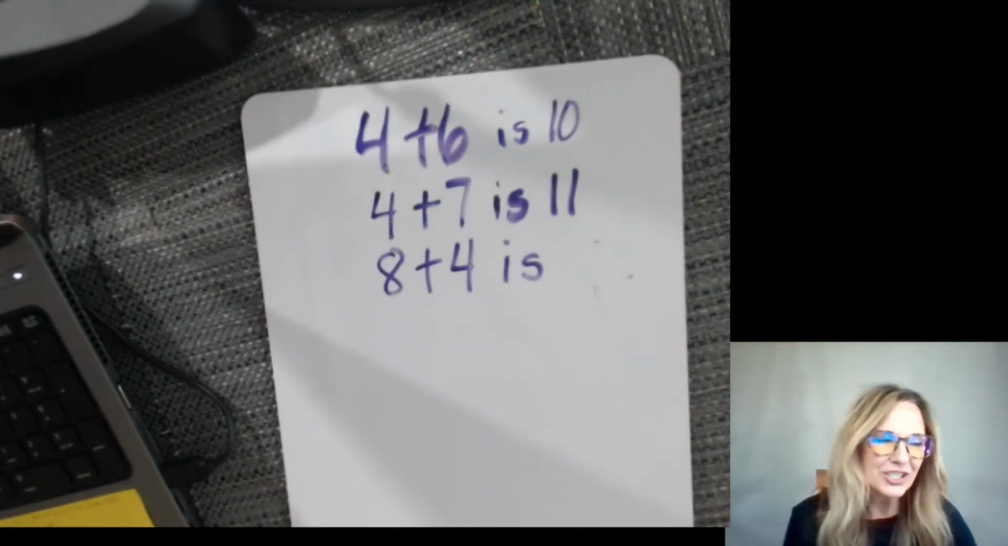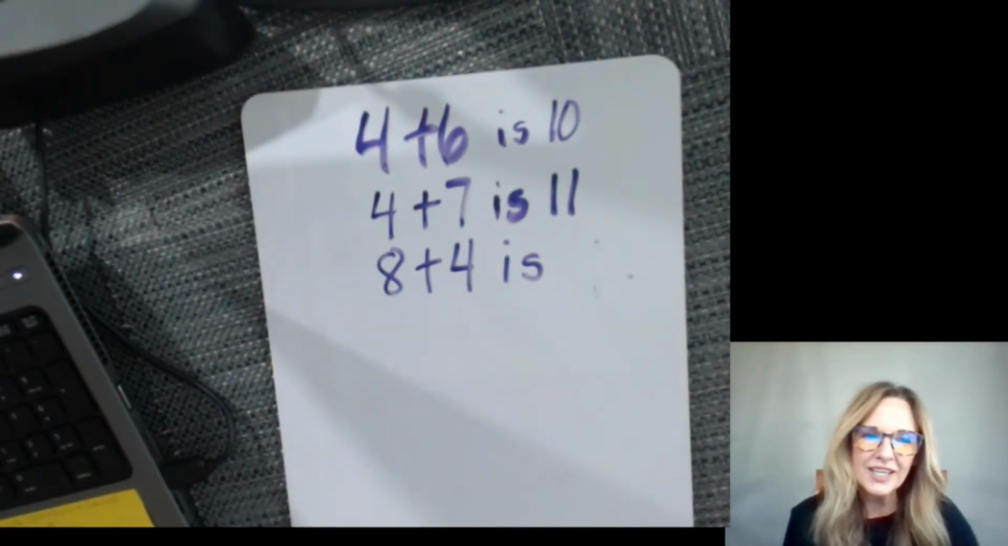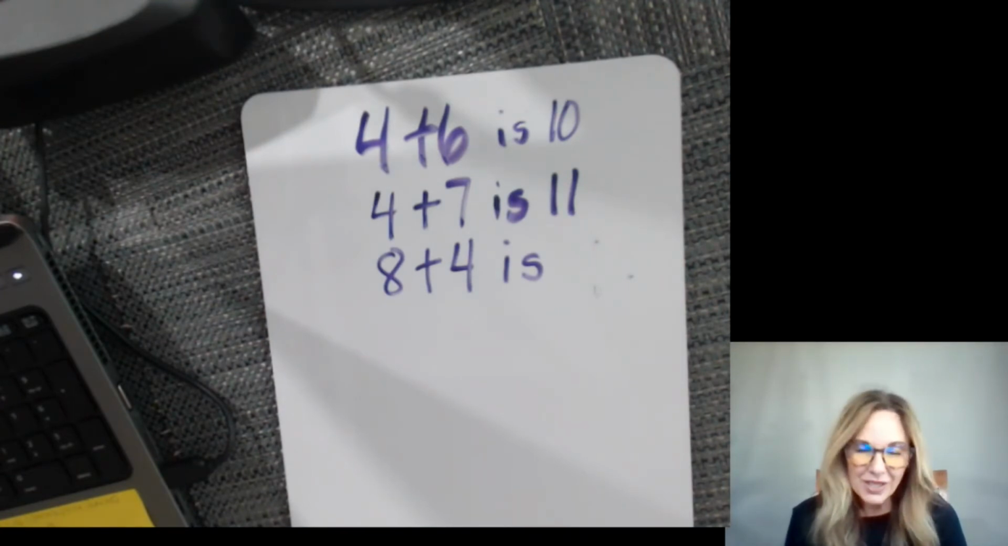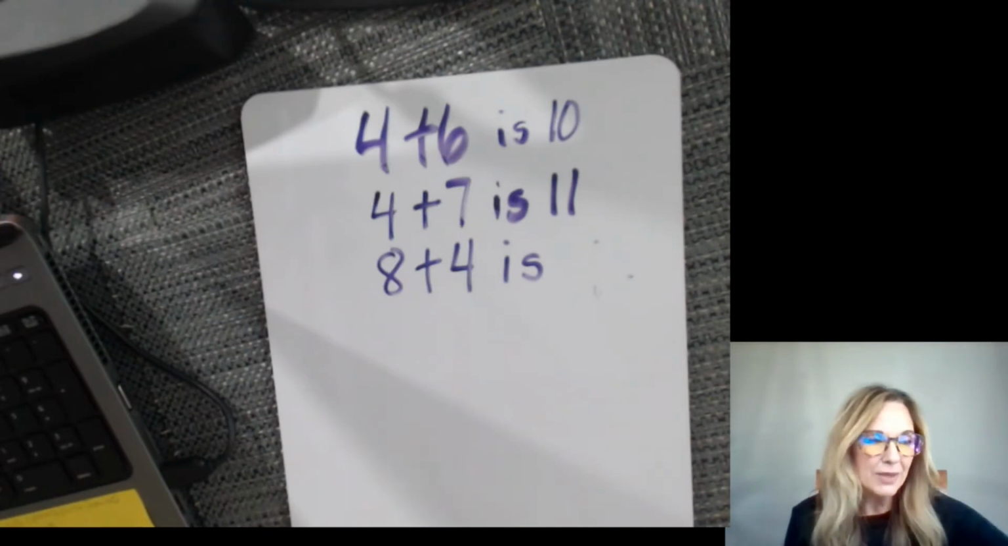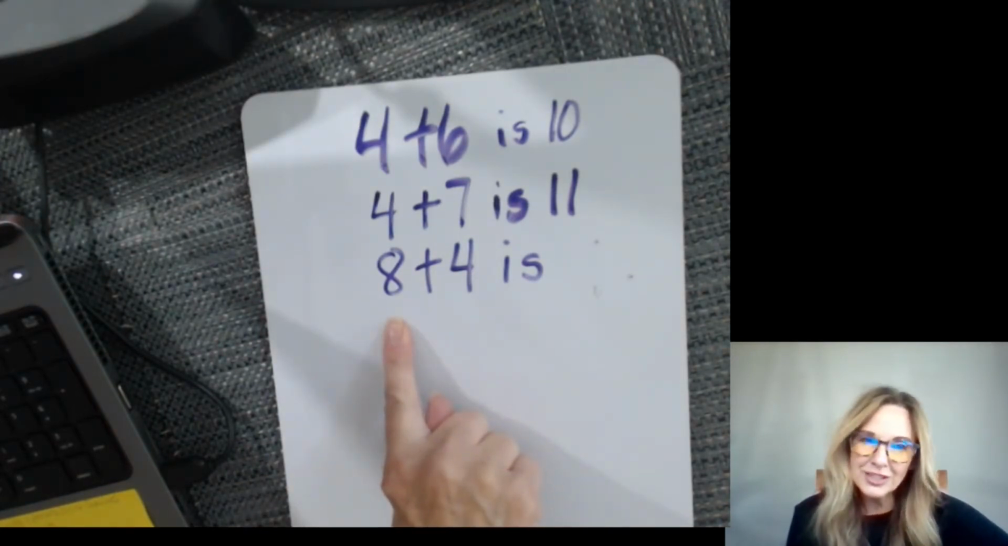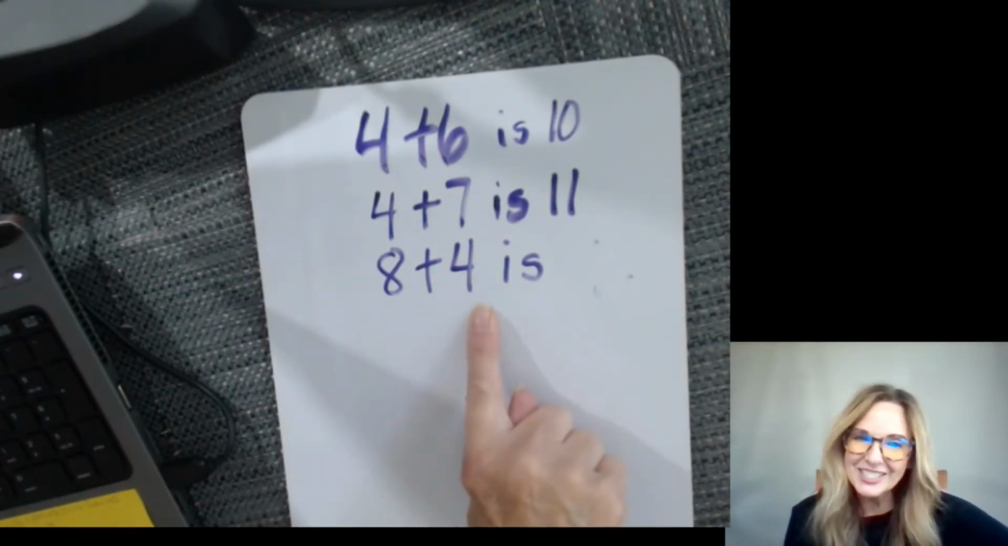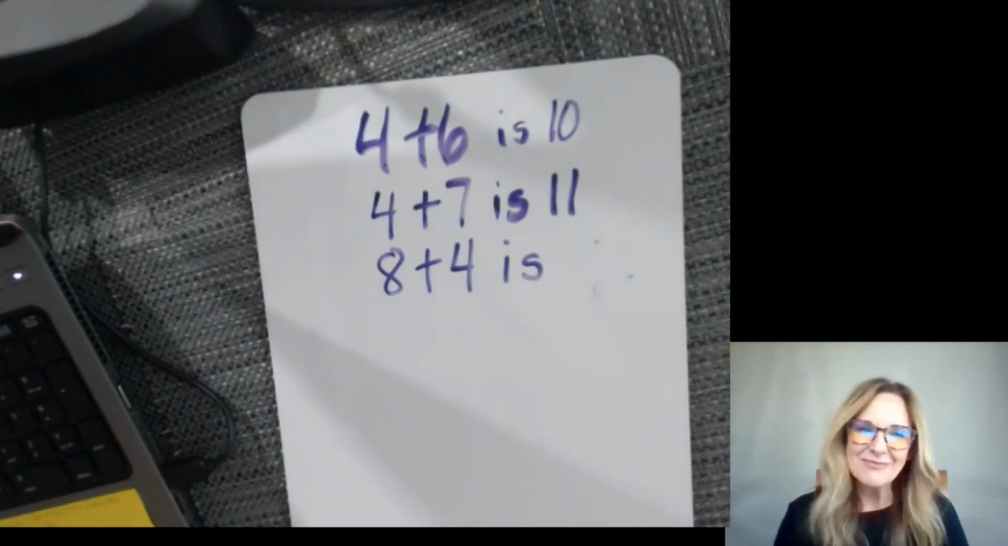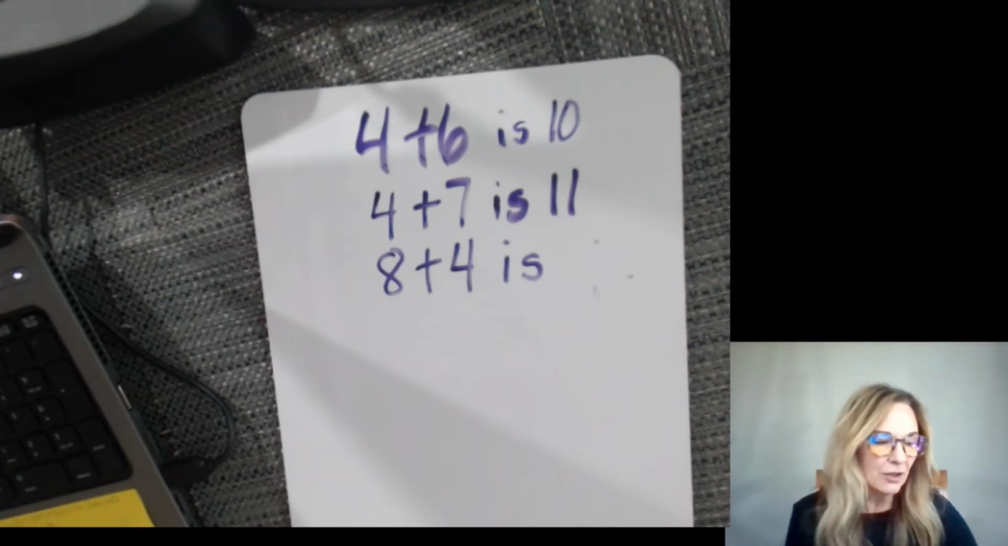Our next math expression is 8 and 4 is. What are you noticing about this problem? Yes, I did switch the number 4. It had been in the beginning, or the first number, and now I moved it to the second number. Does it matter? No, it doesn't matter. So let's model the numbers 8 and 4.